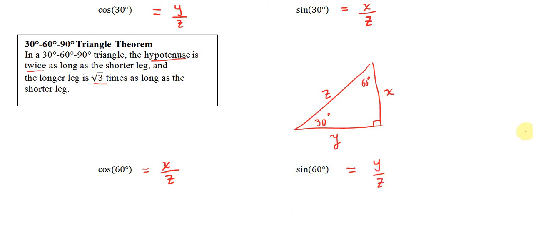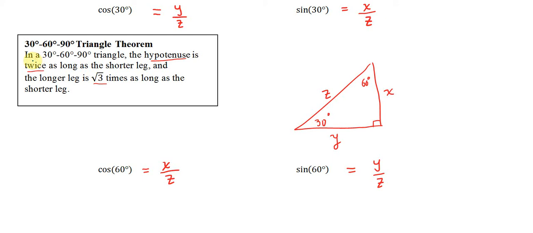Now, first of all, you should see that some of these values are the same. The cosine of 30 and the sine of 60 are the same. The cosine of 60 and the sine of 30 are the same. So there's a bit of a relation there that we will explore a little bit later on. And then second, I want to point out that we have a bunch of variables in our fractions here, and that doesn't lead us very far. So we're going to have to use this theorem in order for us to figure out the exact numerical values.